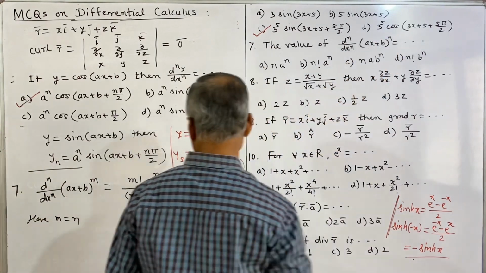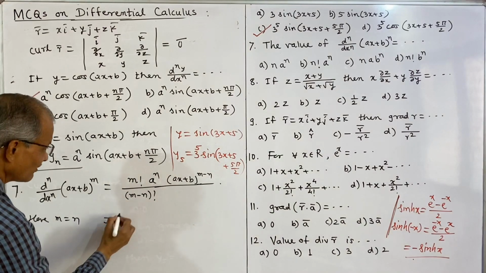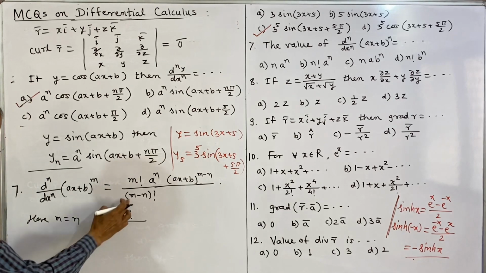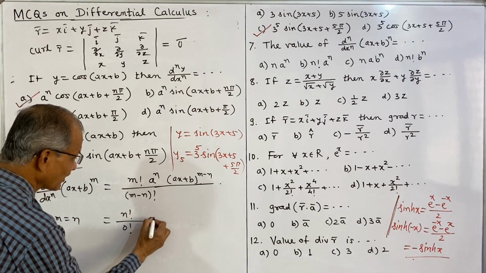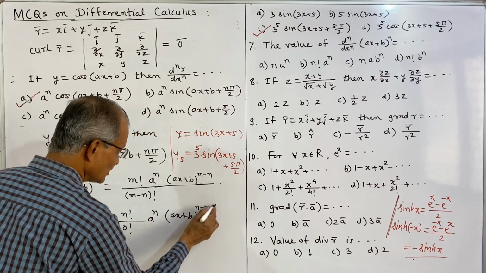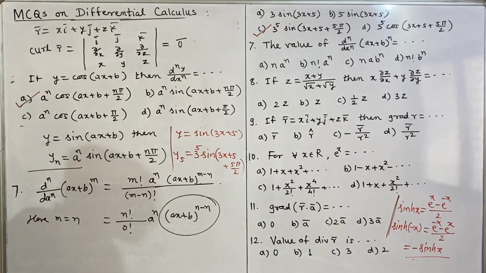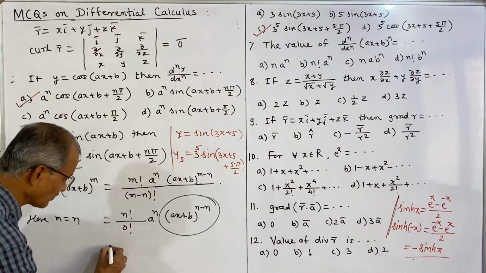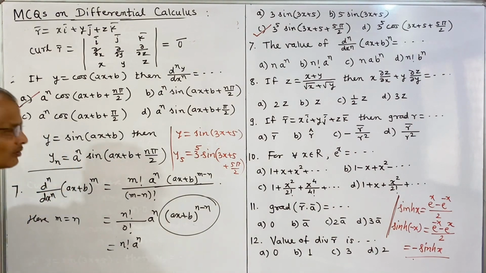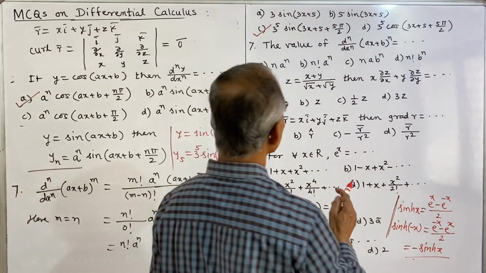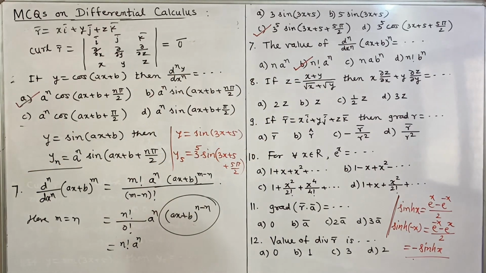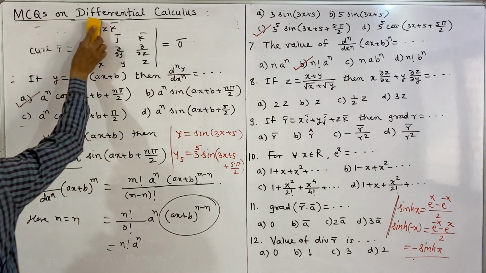So, these two are equal, and therefore if m is equal to n, then we will have this as n factorial divided by (m minus n), that is 0 factorial, a power n, and (ax plus b) power (n minus n). So this will be 1, (ax plus b) power 0 is 1, and 0 factorial is also 1, and therefore the answer will be n factorial into a power n, and thus this b is the correct alternative.